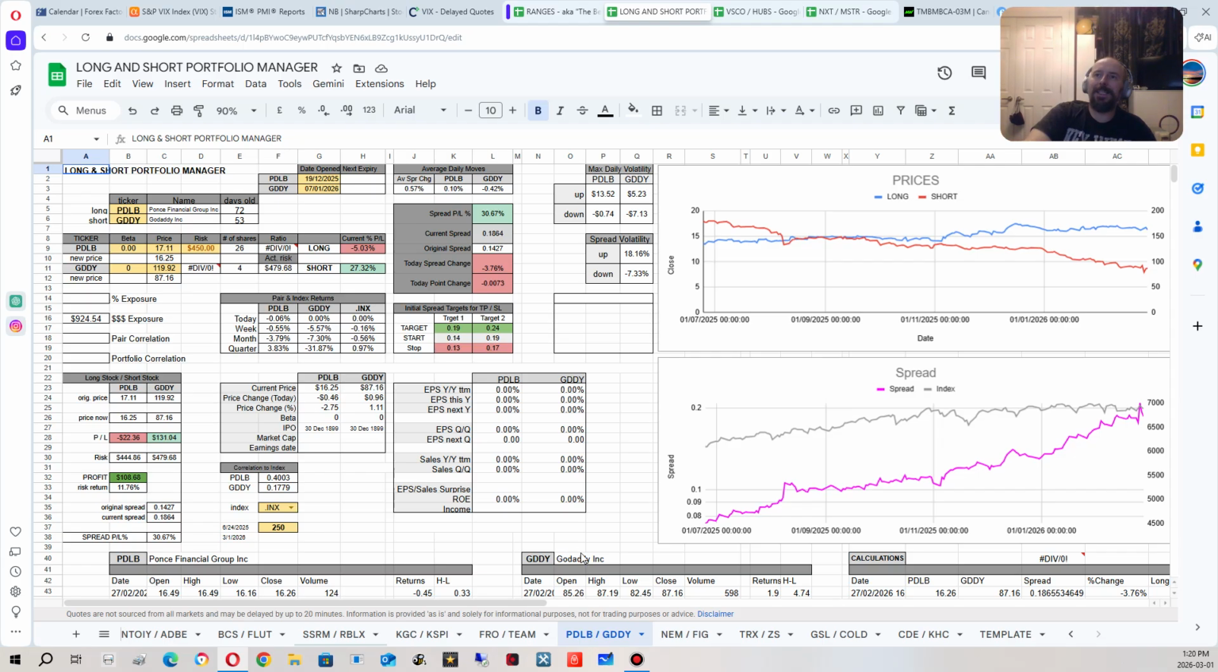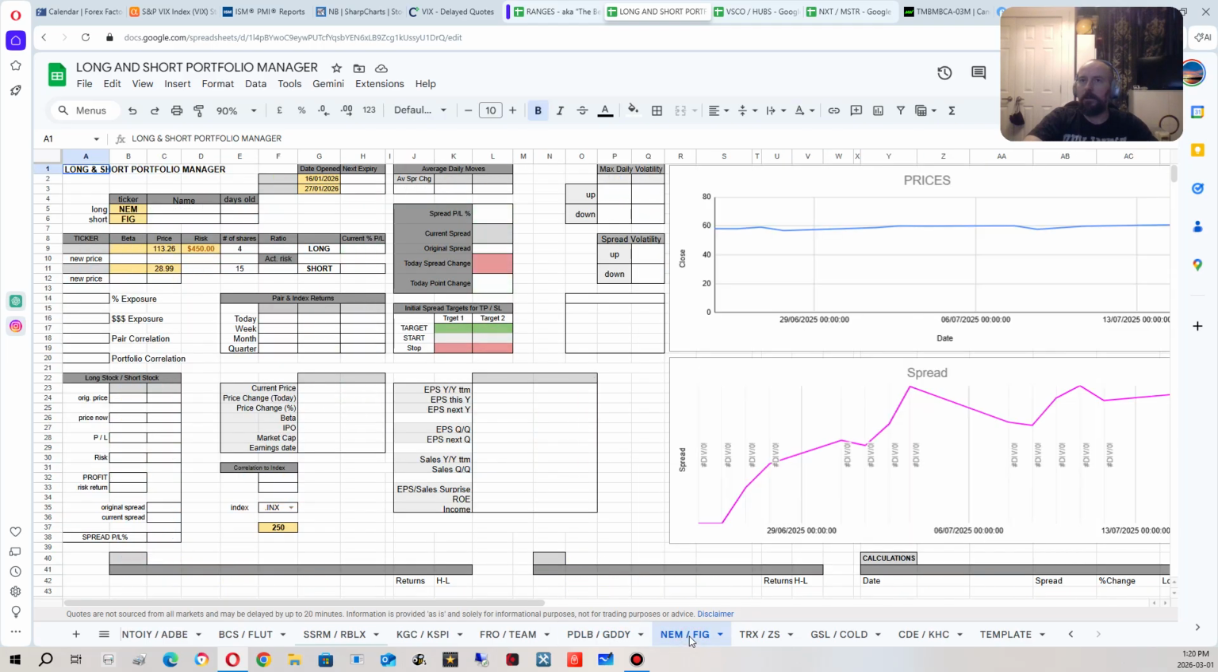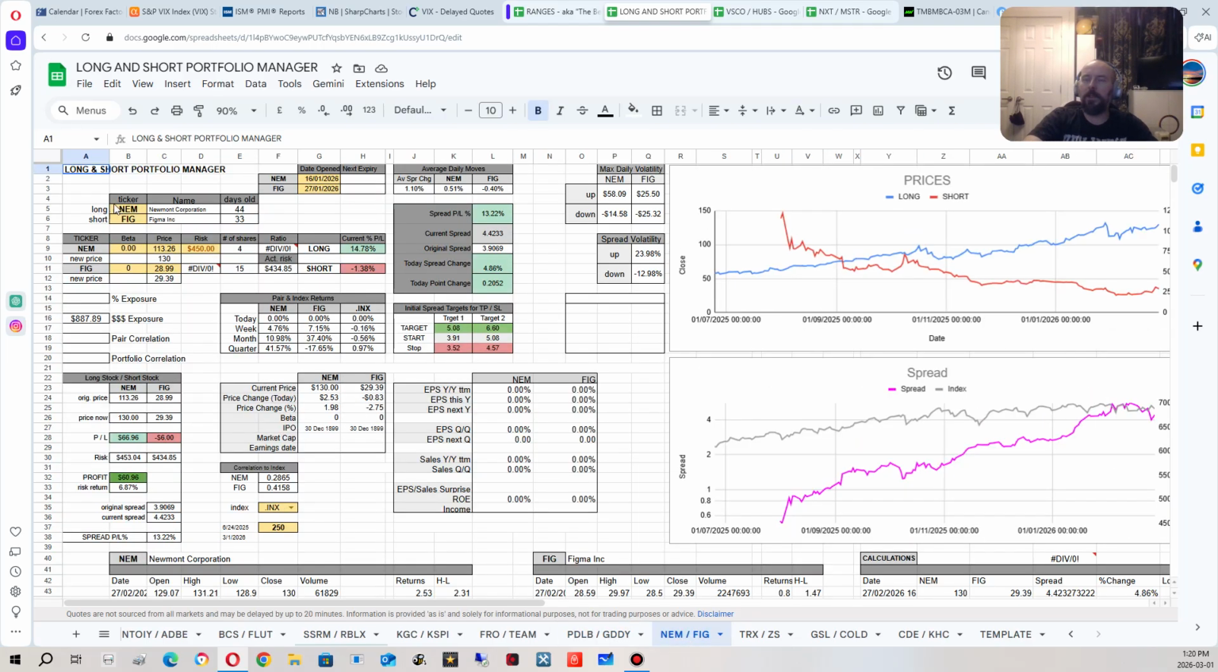PDLB, GoDaddy, Ponce Financial, another bank, versus GoDaddy. Obviously, we know what GoDaddy does. That's internet hosting. That trade is returning 12%. Pretty good. Newmont Corporation, that's another gold company, versus Figma. Yeah, very good. I like the price action. Figma did a little run up, but overall it does these all the time, then the price keeps on going down. It's been around for a month in the portfolio. I'll give it some more time and see how it goes.